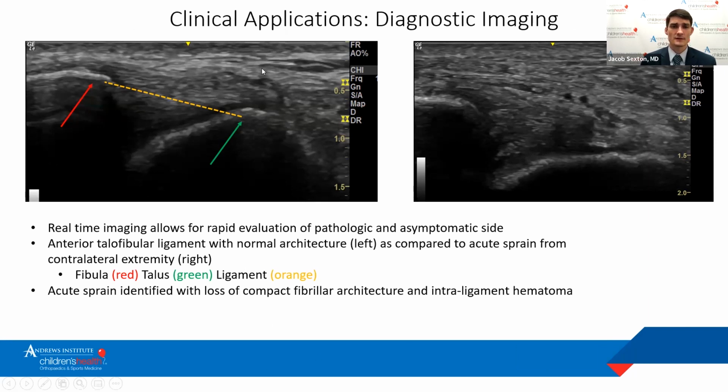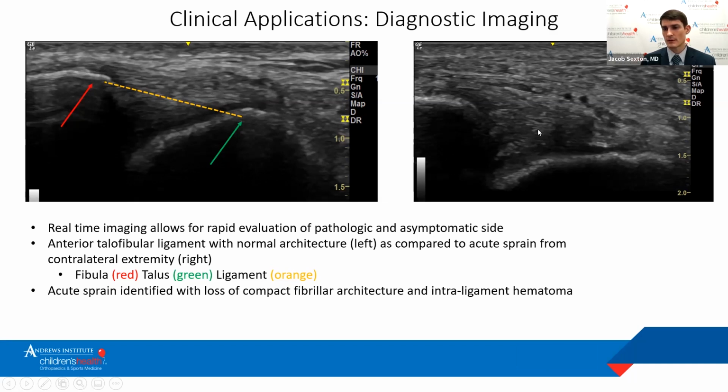So on this image here, on the left image, I have a normal anterior talofibular ligament. I have the distal fibula tip right here coming down to the talus right here. I have a nice compact fibrillar structure here that's connecting one bone to another bone. So it lets me know this is the ATFL. It's got a nice compact fibrillar structure. I don't see any disruption or anything such as that.